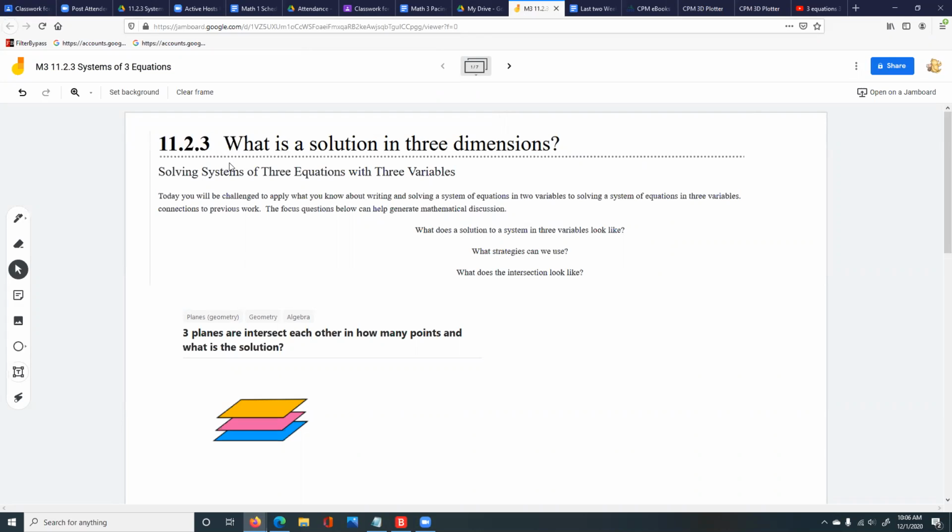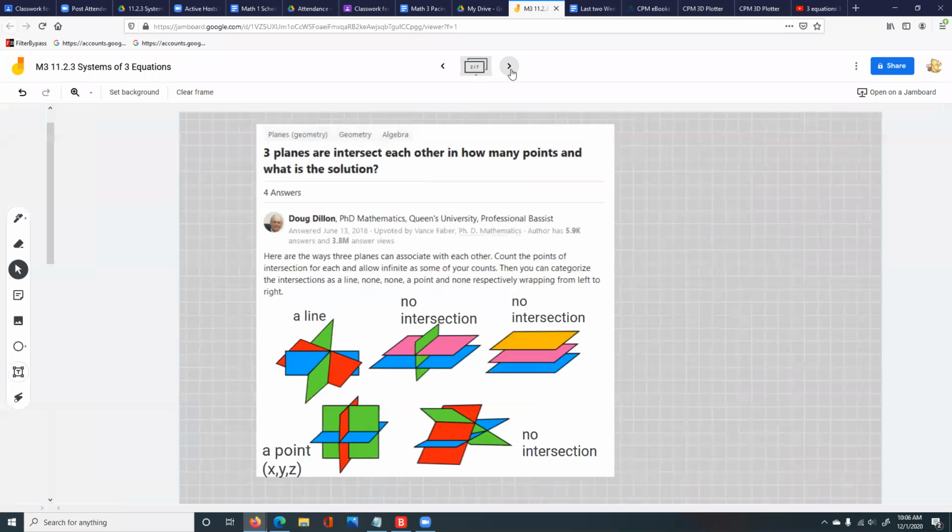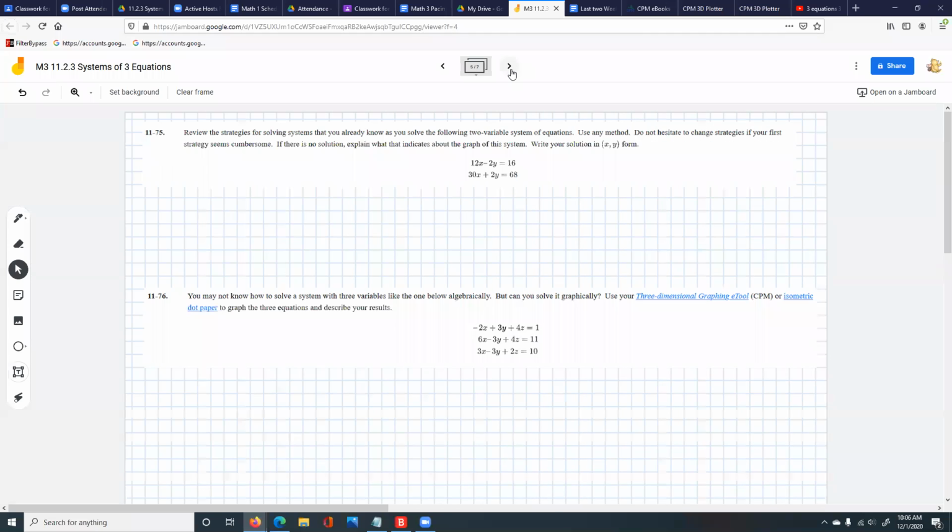All right, what is a solution in 3 dimensions? Okay, so we're adding a dimension today. Usually we do 2 dimensions, right? And we're going to learn how to solve a system of 3 equations with 3 variables, which you have not done before, okay? What does a system of 3 variables look like, and what strategies can we use? Okay, so before I go to this, I'm going to go ahead to this problem here.